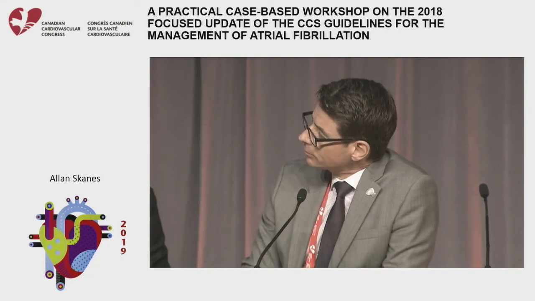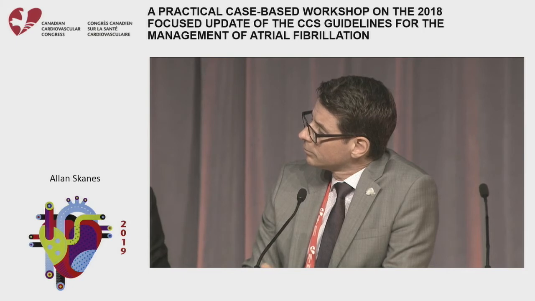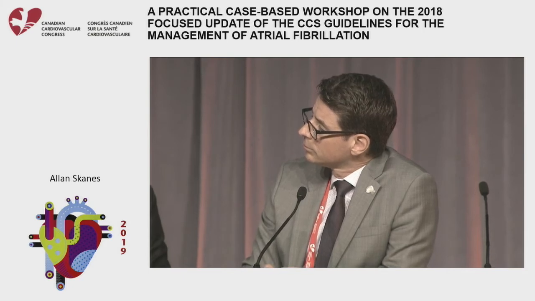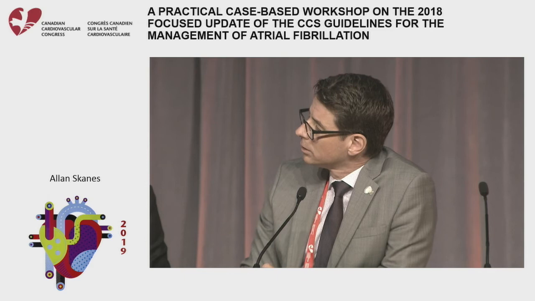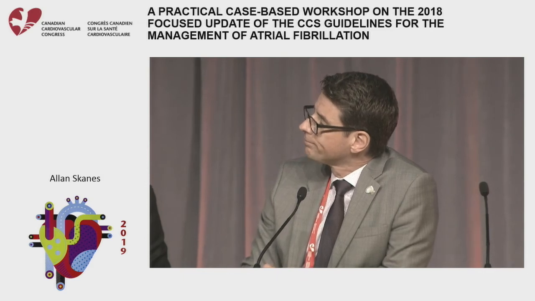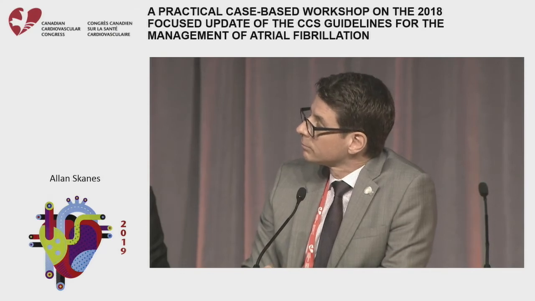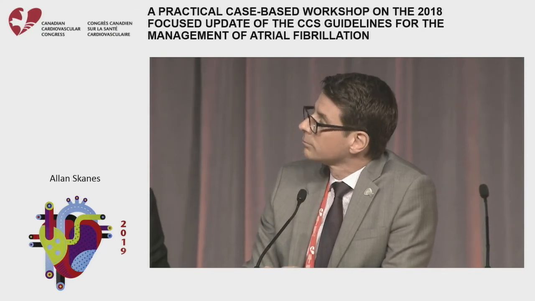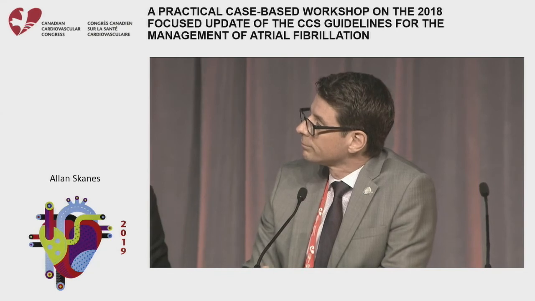So there's a question, and I'm going to ask you a related question. Given the LV function in your case was reduced with the LA size normal, would you consider this to be primarily cardiomyopathy, then AF? And my second question related to that, if we relate to the CASTLE-AF study, were there mainly patients with heart failure developing AF or patients with AF developing heart failure?